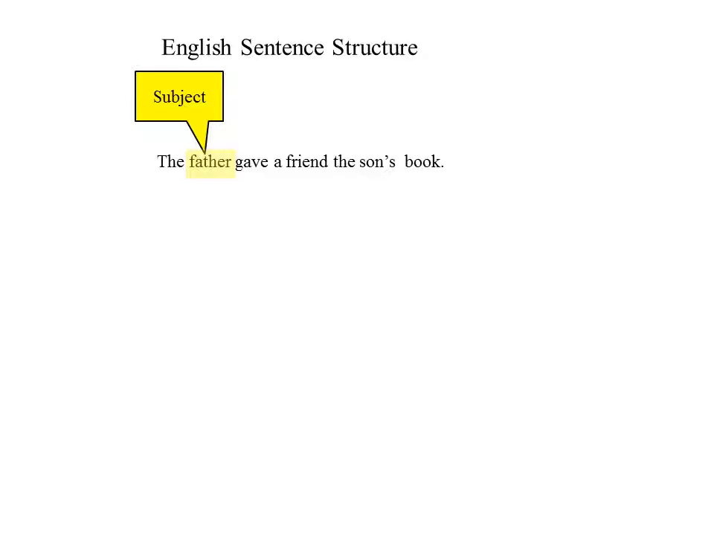Father is the subject, that is, the character doing the action. Gave is the verb, what the father did. Friend is an indirect object. The father did not give the friend. The father gave something to the friend. So this is the indirect object. It receives the action from the verb indirectly.